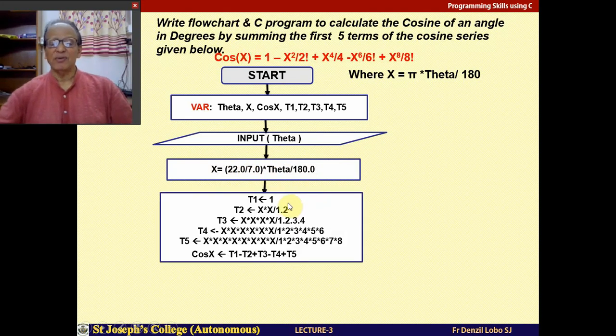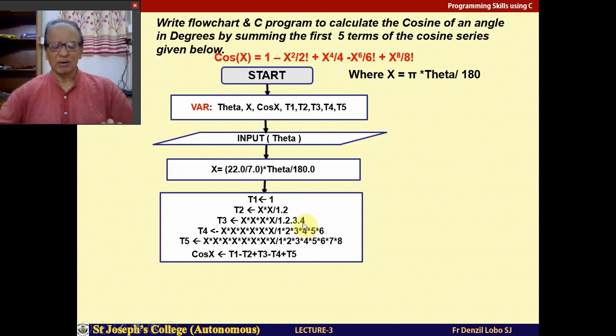And with that, we write t1 is equal to 1. T2 is what? As you know, x squared divided by 2 factorial. What is 2 factorial? 1 into 2. I am very sure most of you have written like this. T3 is equal to x to the power 4, x into x four times, divided by 1, 2, 3, 4, etc. And then you get cos x is equal to T1 minus T2 plus T3 minus T4 plus T5. I am very sure most of you have written like this.